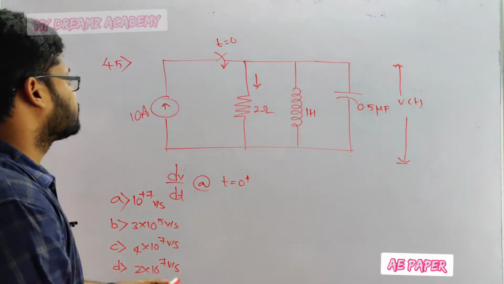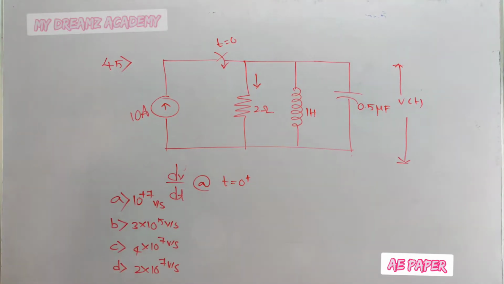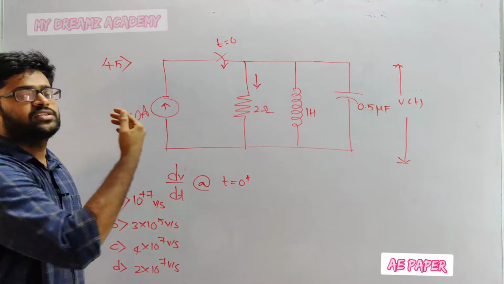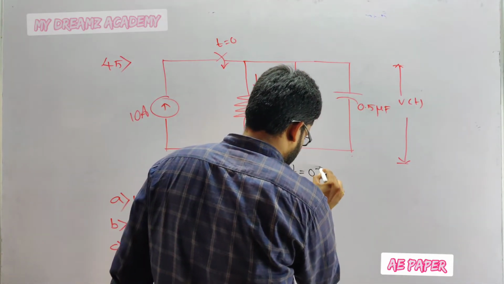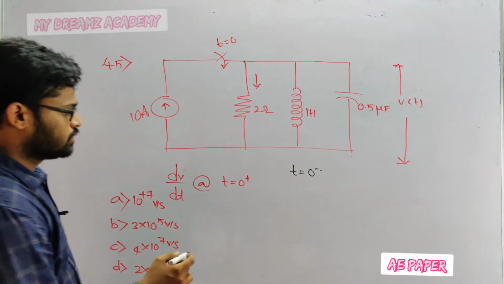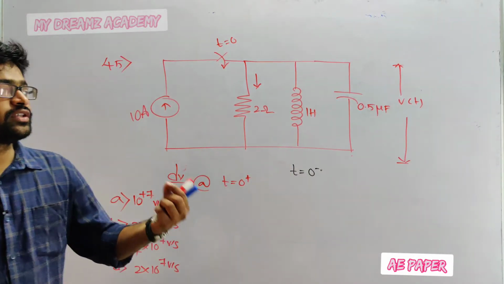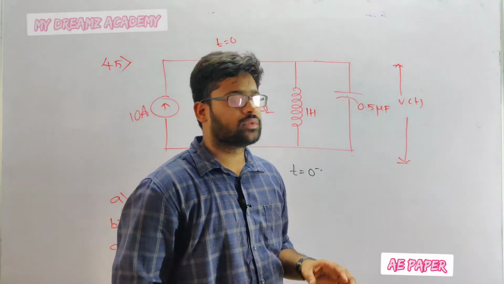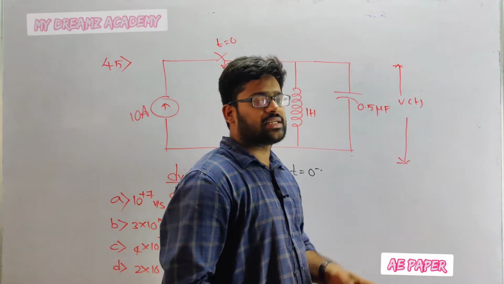First of all, the switch is closed at t equals 0. Before t equals 0, that is t equals 0 minus, before the switch closes, what is the current flowing through the inductor? The current flowing through the inductor is 0, and the voltage across the capacitor is also 0.